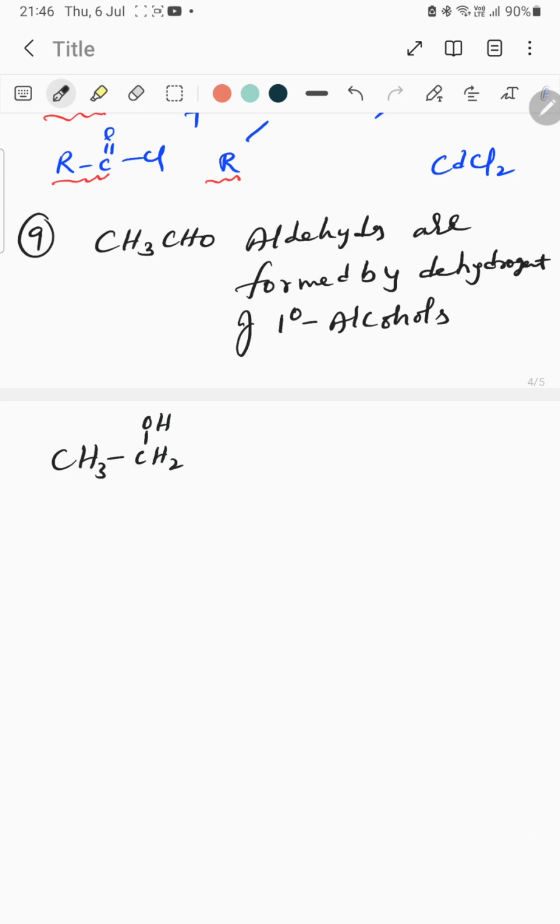CH3CH2OH, ethyl alcohol. It is passed through copper at 300 degrees centigrade. The 9th one is exactly similar to the 3rd one. Here one hydrogen, here one hydrogen gone. We get CH3C double bond OH. Acetaldehyde will be formed.